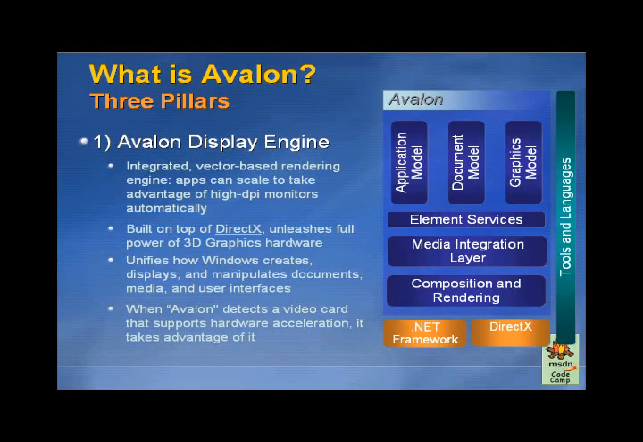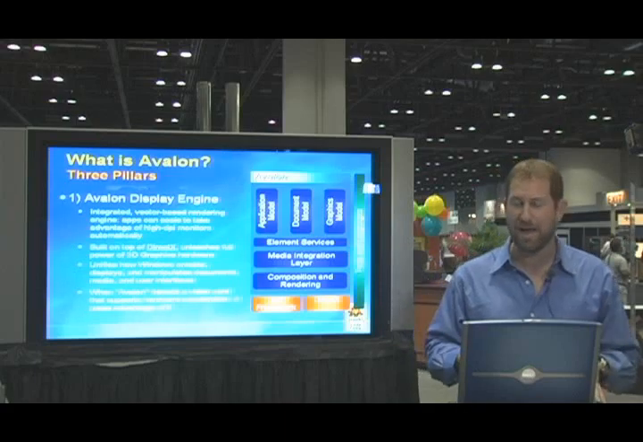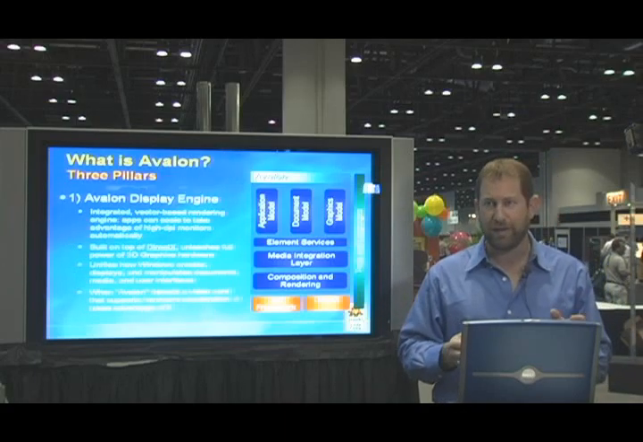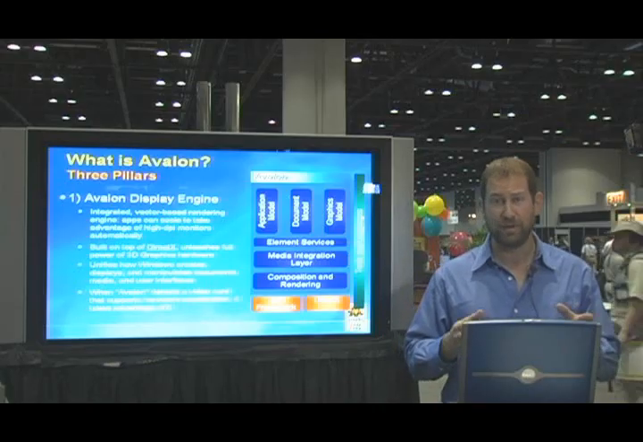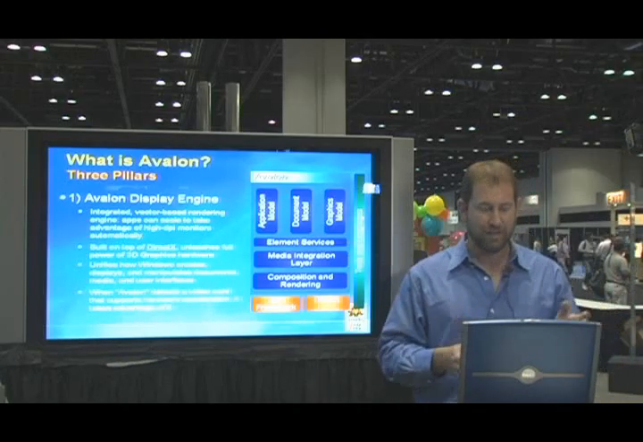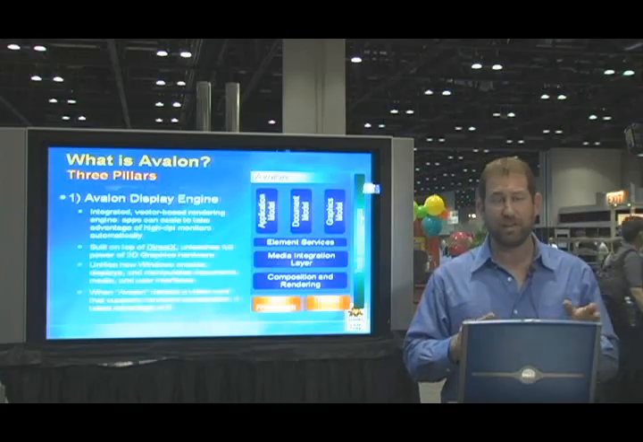So what is Avalon made up of? Avalon's made up of 3 pillars. The first is a new vector-based rendering engine. And that's important because Windows, up till now, has been bitmap-based. You do graphics through bitmap manipulation. Vector-based graphics allow you a lot more flexibility, a lot more power. If you blow up a graphic or a piece of text in Windows now, you get the jaggies, right? If you blow it up with vector-based rendering, you do not.